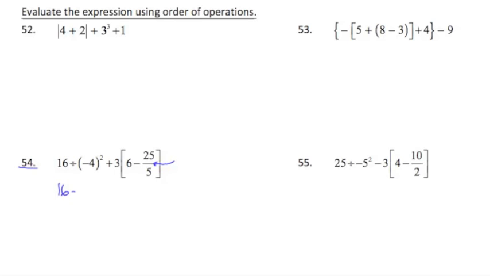So I'm going to copy this stuff down. And I'm going to do that division. 25 divided by 5 will give me 5, so I'm going to have 6 minus 5 inside those brackets. Okay, still working inside the brackets. 6 minus 5 is 1. Copy the rest of this stuff down.